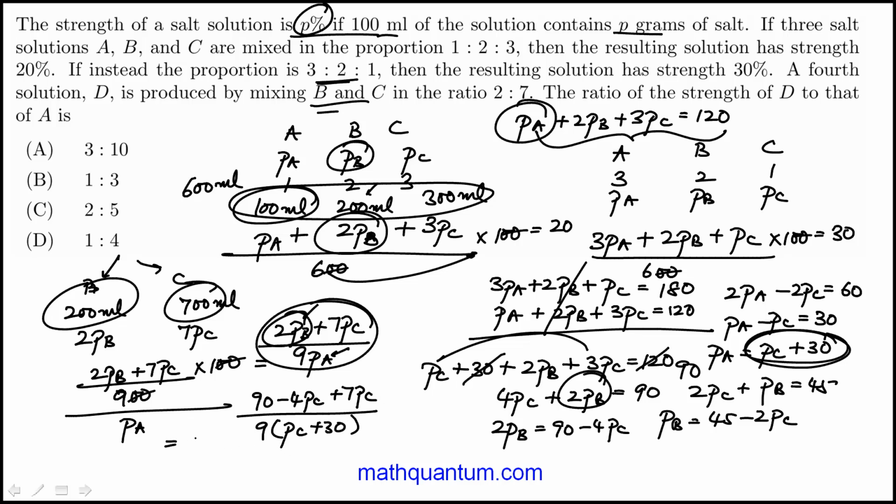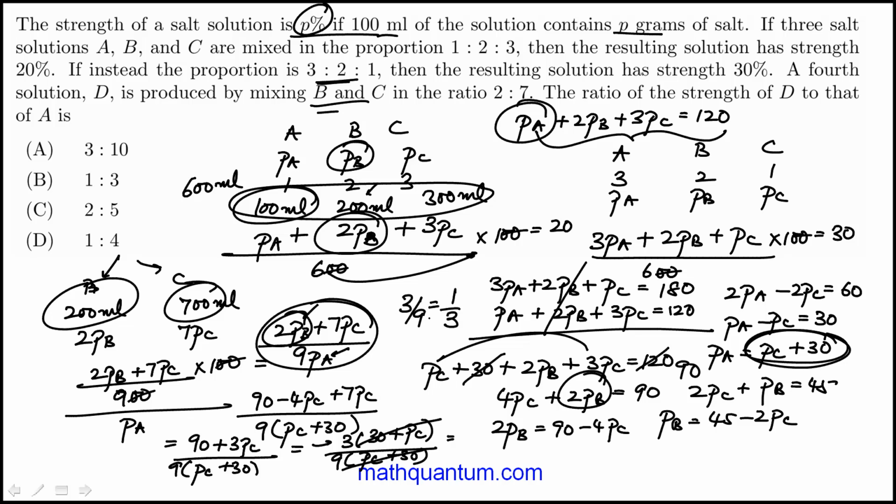Numerator becomes 90 plus 3 times P sub C. This is 9 times P sub C plus 30. And then I'll factor out a 3 here: 30 plus P sub C, and then denominator is 9 times P sub C plus 30. You'll see this piece is the same, drops out. I'm left with 3 over 9, which is 1 to 3, and that's answer choice B.